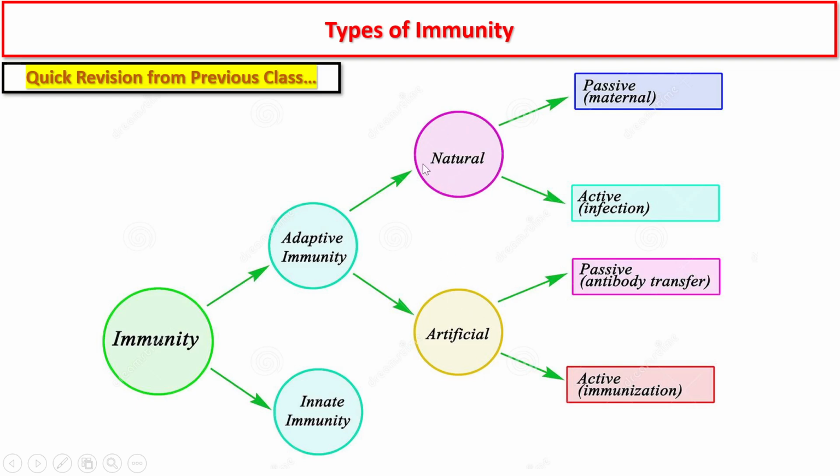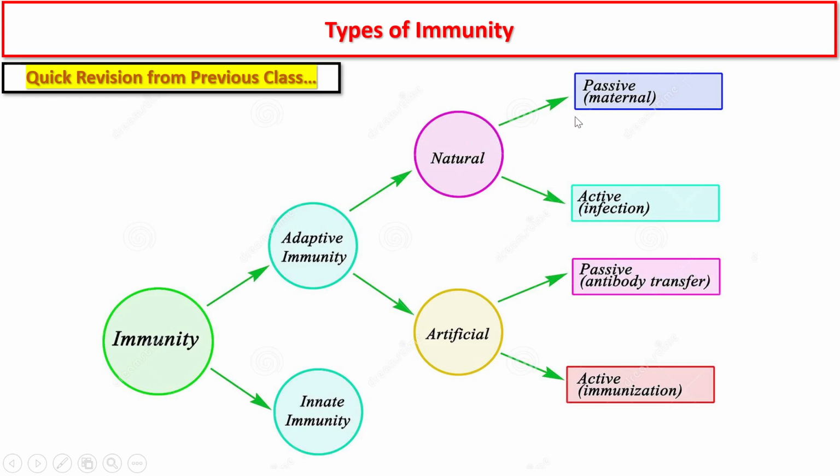Natural immunity is when we are naturally getting exposed to any pathogen or foreign particle, and we are developing some immunity. That is the natural form. For artificial, we are intentionally exposing the organism to a pathogen or an inactive form of a pathogen so that the immune system can develop.